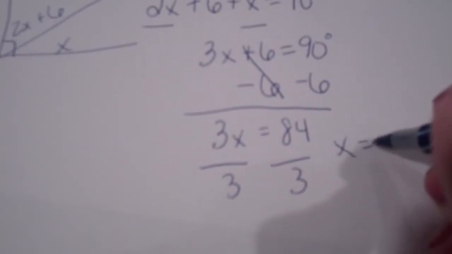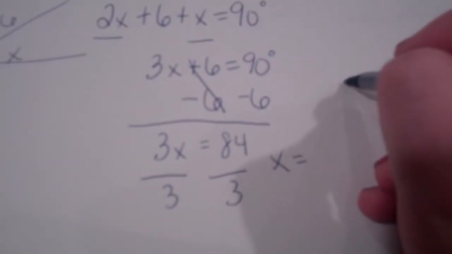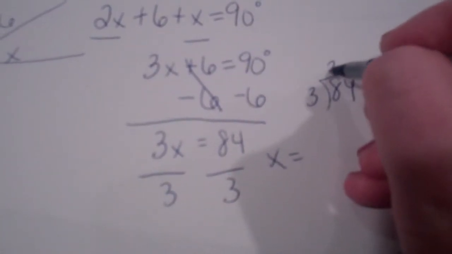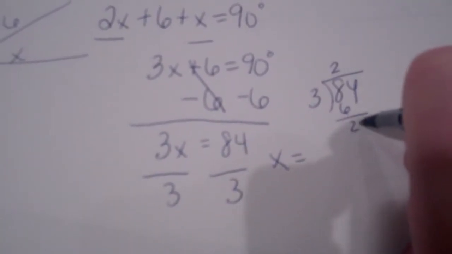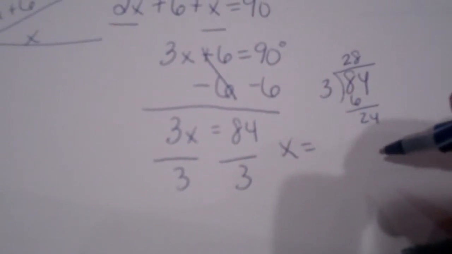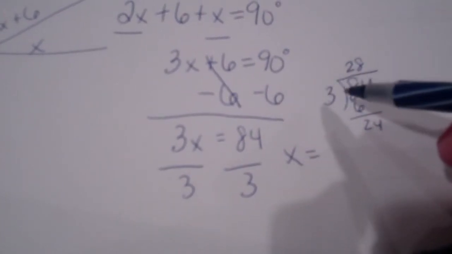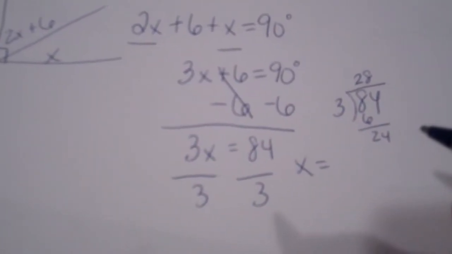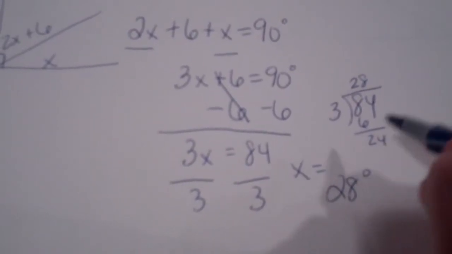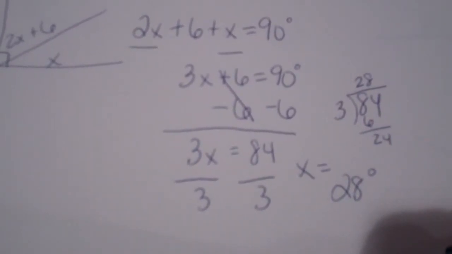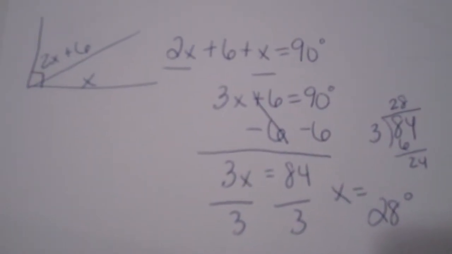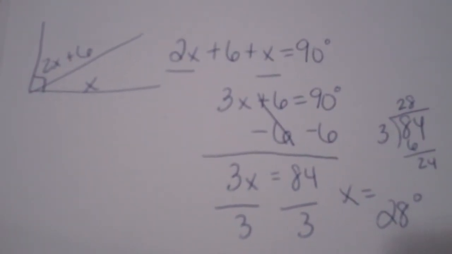to figure out what x equals, and in this case 84 divided by 3 goes in twice, and 3 goes in there 8 times. So our answer is 28 degrees. And that would then be complementary angles.